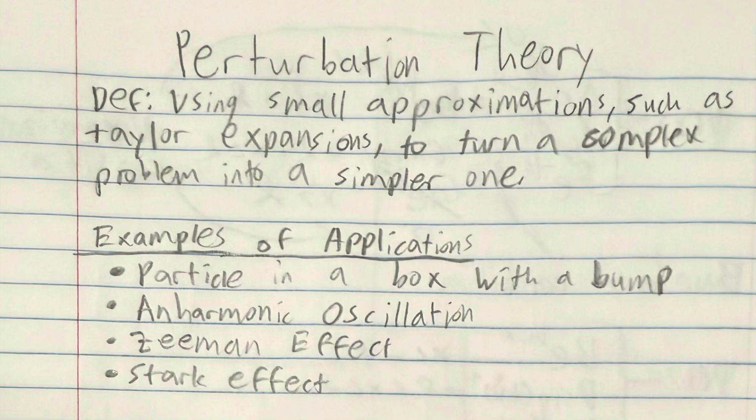This problem is mainly about the perturbation theory, where small changes can be made to approximate a complex scenario using a much simpler one. This comes up a lot in physics, and some examples include a particle in a box with a bump, where there's a tiny potential bump instead of the usual flat box, anharmonic oscillation with a nonlinear restoring force, the Zeeman effect, relating to spectral lines emitted by atoms in a magnetic field, and the Stark effect, the electric field analog to the Zeeman effect.